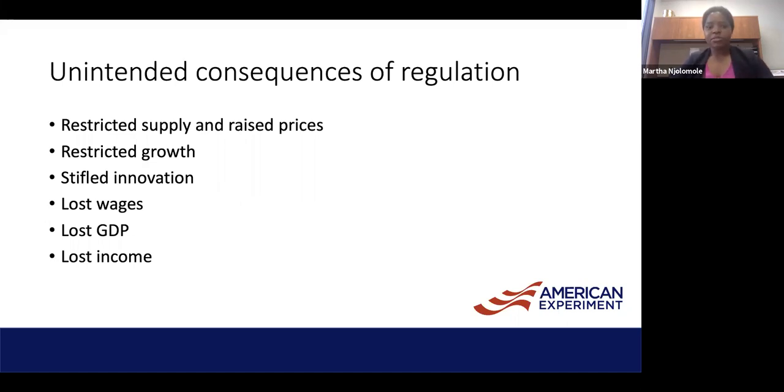And I've mentioned most of these before. If you require companies to spend most of their time doing compliance work and not investing, you're going to have them not growing, not innovating, and hiring fewer workers than they would, which means lost wages, and then lost production, which definitely translates to lost income for everybody in the country.